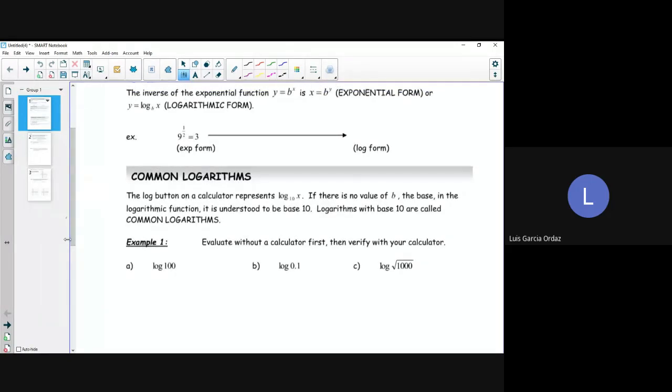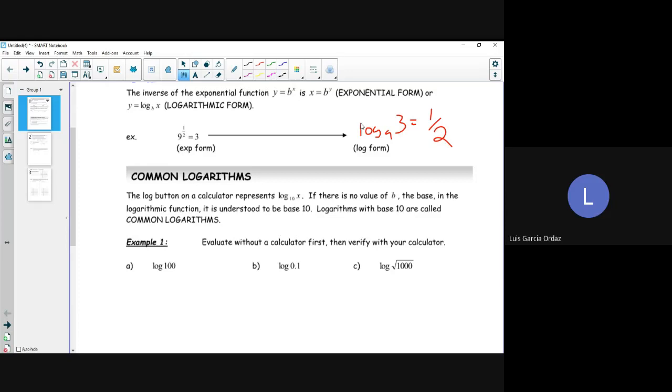So we said the inverse of the exponential function is the log function. So we have it in exponential form: 9 to the 1 over 2 is equal to 3, which means the log form is log base 9 of 3 is equal to 1 over 2. The log button on your calculator always assumes a base of 10, okay? So the log button on a calculator represents log base 10 of x if there is no value of b. The base in the log function is understood to be base 10. Logs with base 10 are called common logs.